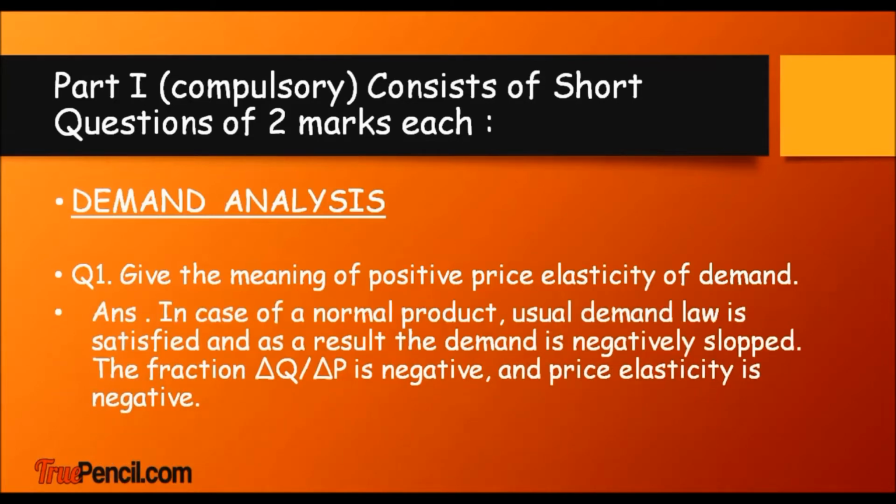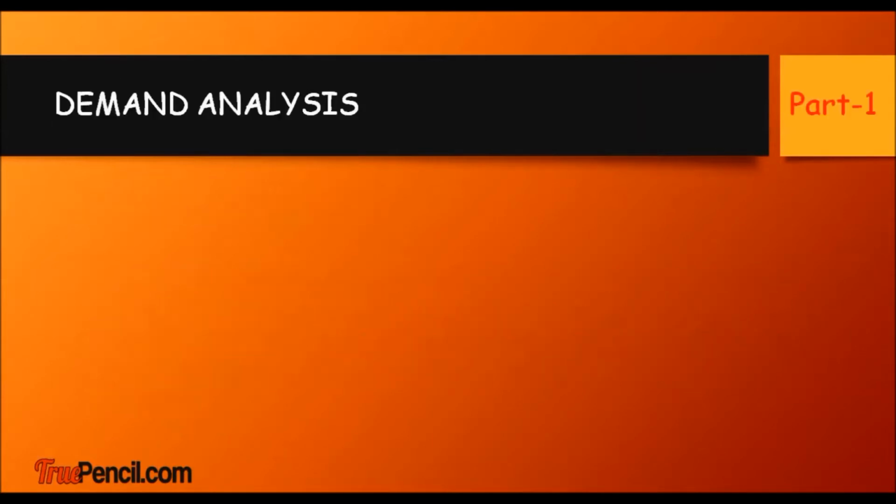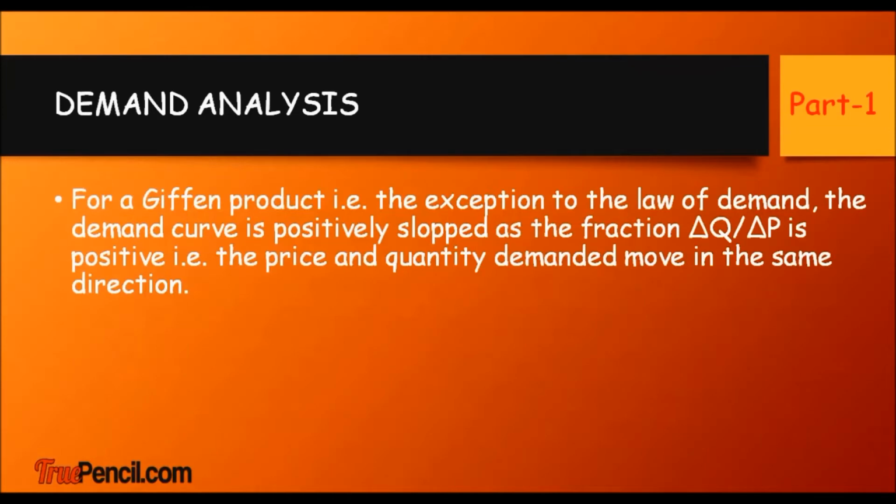You see, in case of a normal product, the usual demand law is satisfied and as a result the demand curve is negatively sloped. The fraction delta Q by delta P is negative and price elasticity is negative in this case. And for a given product that is an exception to the law of demand, the demand curve is positively sloped and the fraction delta Q by delta P is positive. There the price and quantity demanded move in the same direction.